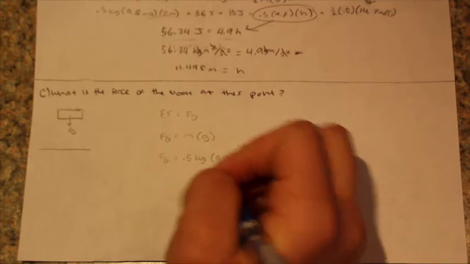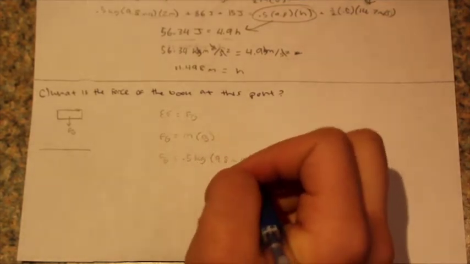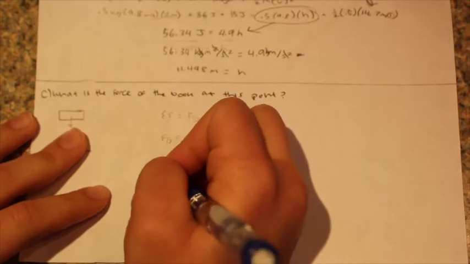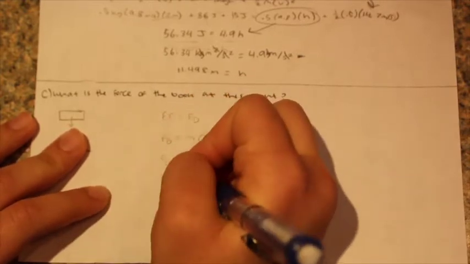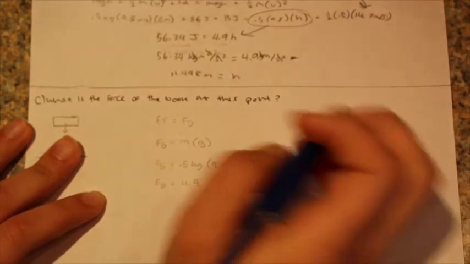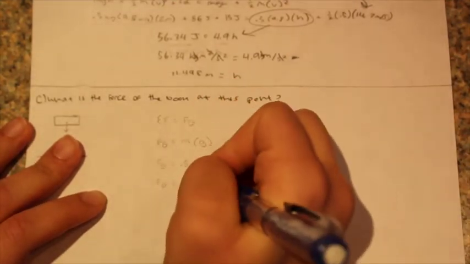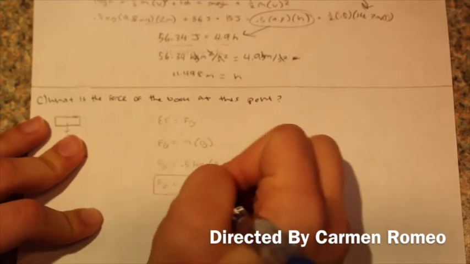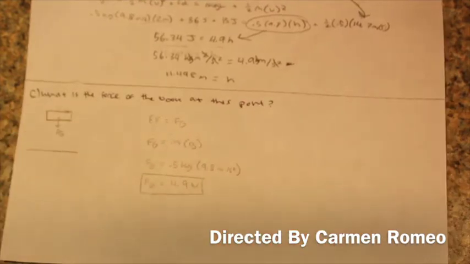And then we can just multiply these out. We know that 0.5 times 9.8 is 4.9. And then we know that kilograms meters per second squared is newtons. So we can just write 4.9 newtons. And that is the force of the book.